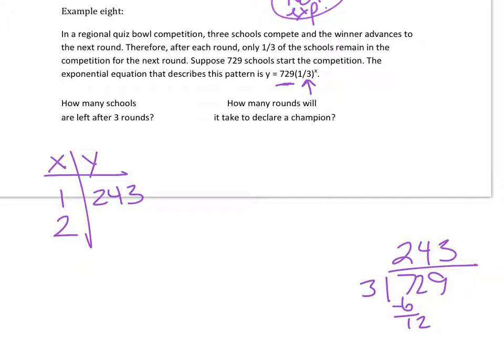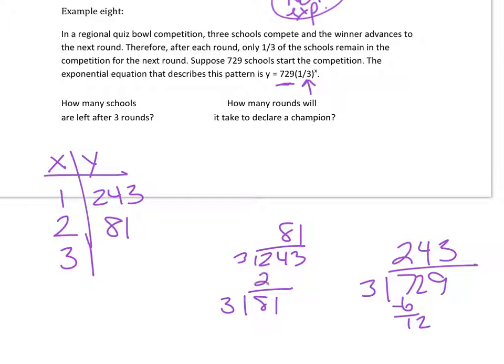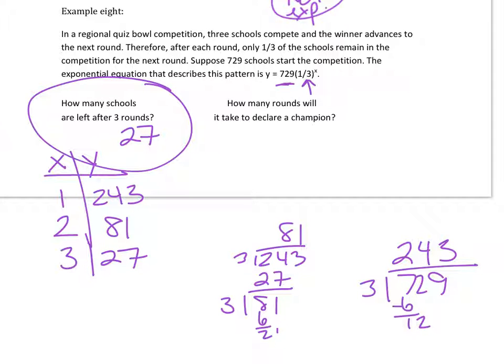After the second round, you're just going to take your 243 and divide that by 3 again. Remember, we're just dividing by 3, or you end up multiplying if it's exponential growth. So here it ends up being 81. And then if we plug in 3, 81 divided by 3 will give us 27. So after 3 rounds, how many schools? 27.